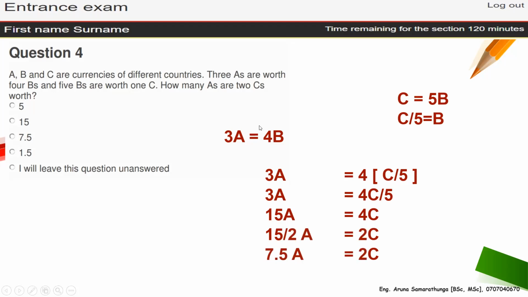But they ask how many As are 2Cs, so you have to be careful. 2Cs, not 1C. So I can multiply by 2 on both sides. Then 2C is equal to 7.5A. So 7.5 is written here. They may not give the answer for 1C. If they give an answer for 1C, some people are going to choose that answer. But be careful, they ask how many As are in 2Cs.